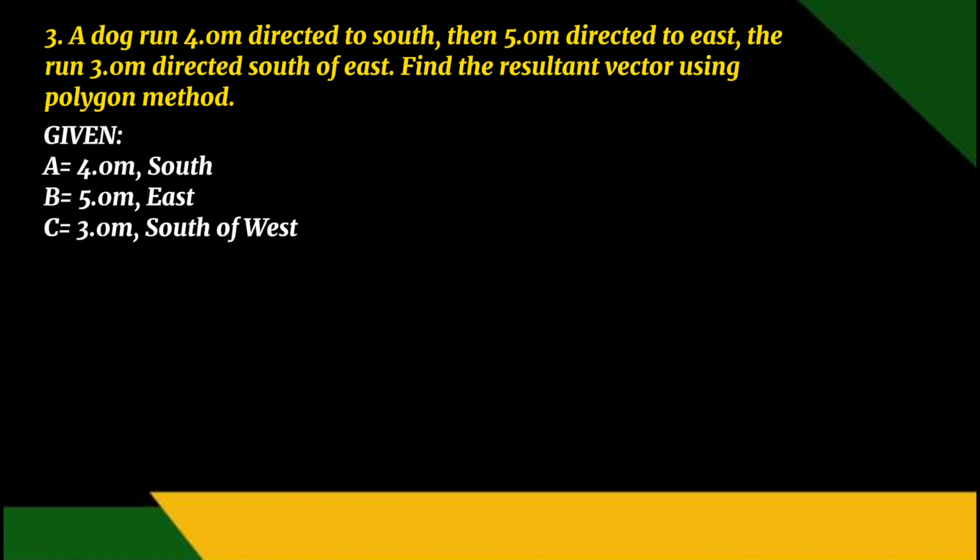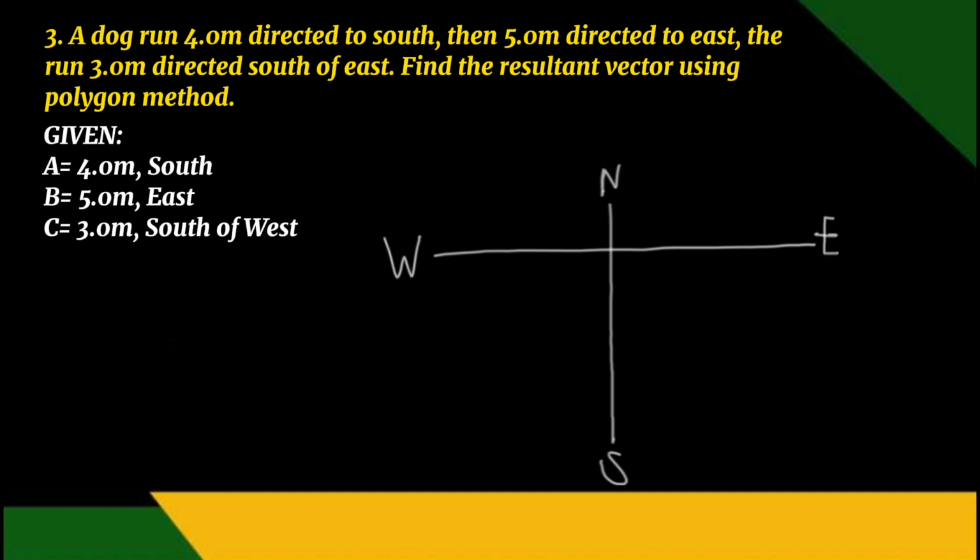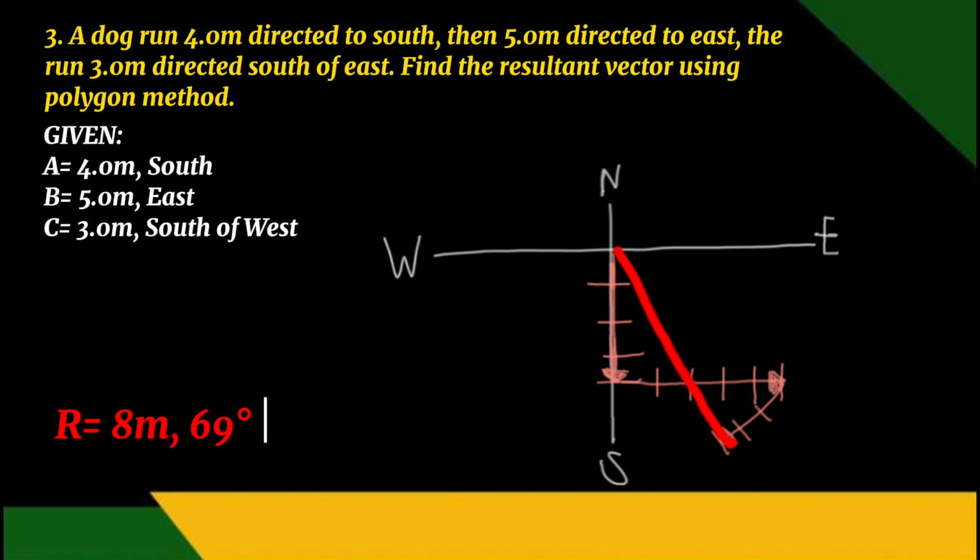Let's proceed to another example. Let's start by plotting the given, which is 4.0 meters directed to south, then 5.0 meters directed to east, then 3.0 meters directed south of west. Then let's draw a line from the starting point to the endpoint of the given to represent the resultant vector. And we will use a ruler to measure the resultant and use a protractor to determine the degrees of the resultant. And our resultant would be 8 meters directed 69 degrees south of east.